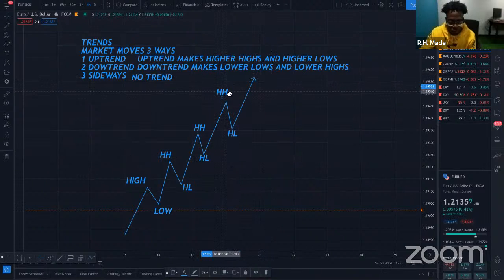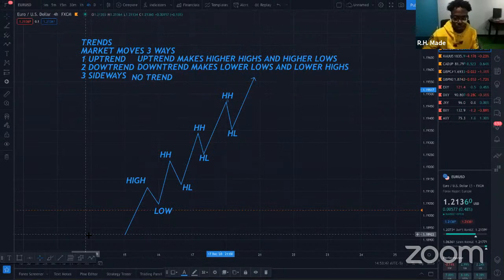All right. So that's what I mean by higher highs and higher lows. It's just little dips going down and going back up. That makes sense for the uptrend before going on to the downtrend?